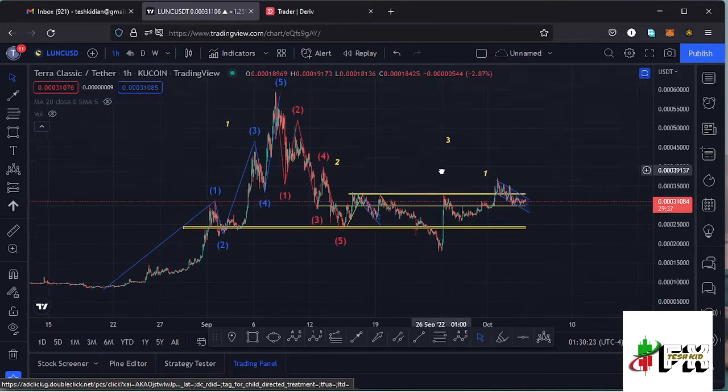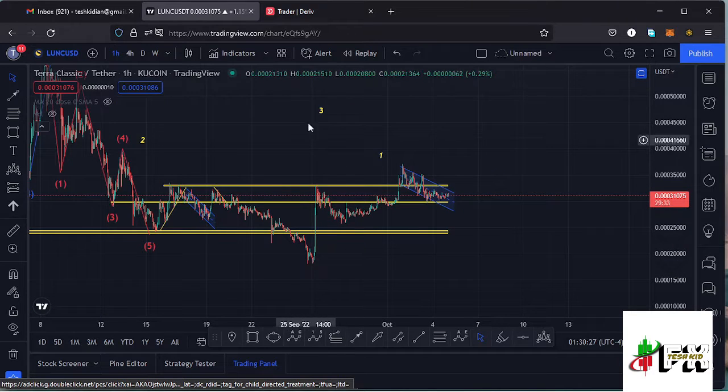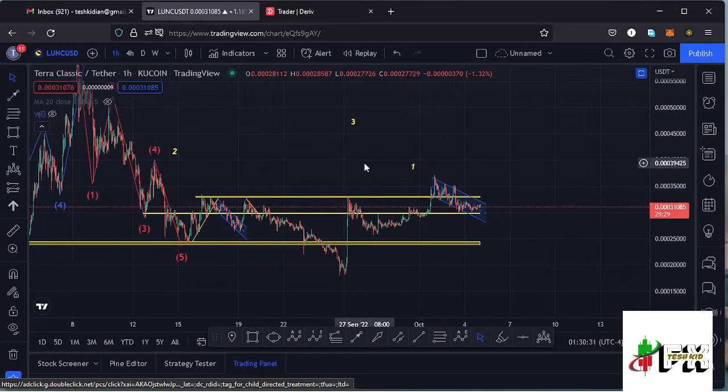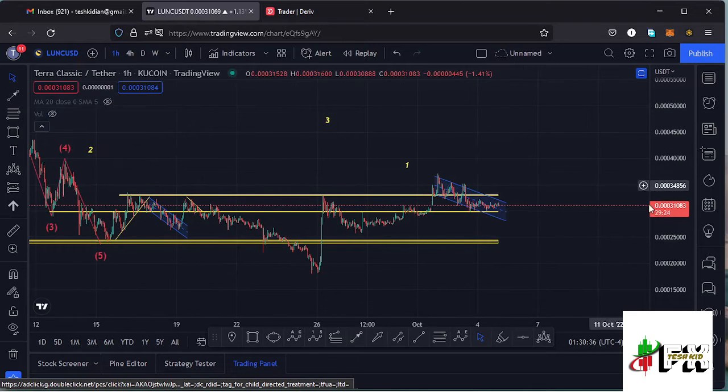And if I get a little bit into the formation of this movement to the upper side right here, a wave 3, which is an impulsive wave, we also expect to see fractal waves in formation within that wave 3. And I believe that is what is playing out here on the Lunc chart.